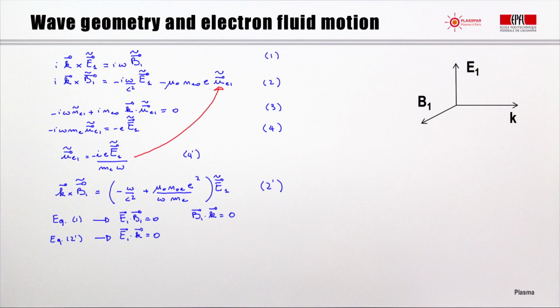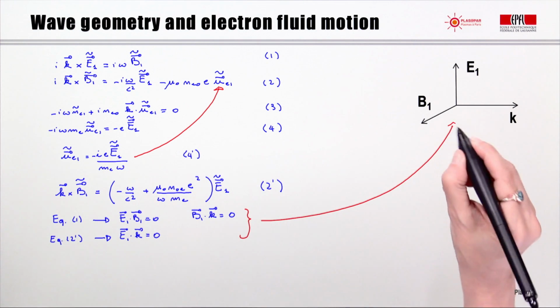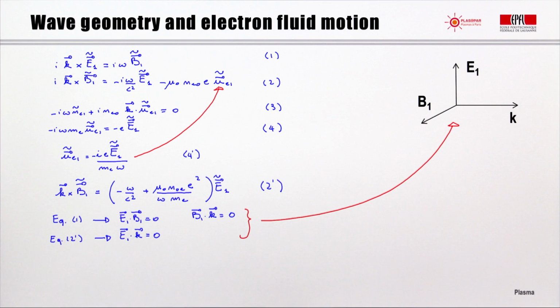This means that inside the plasma, an electromagnetic wave still consists of a triad of orthogonal vectors, as in vacuum. So it's a purely transverse wave propagating inside the plasma. On top of this, from equation 4', we can see that the velocity of the electron is parallel to the electric field. This means that the velocity of the electron is also orthogonal to the k vector, and u dot k is 0.